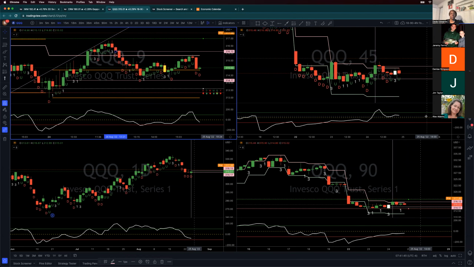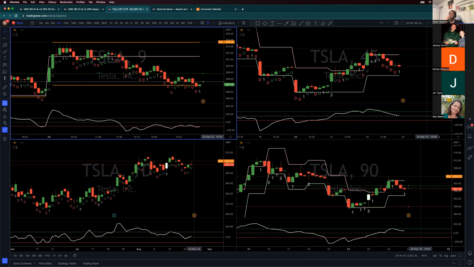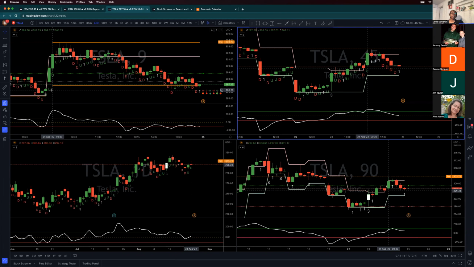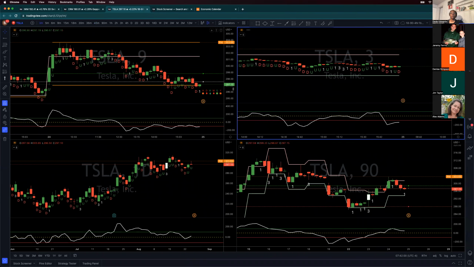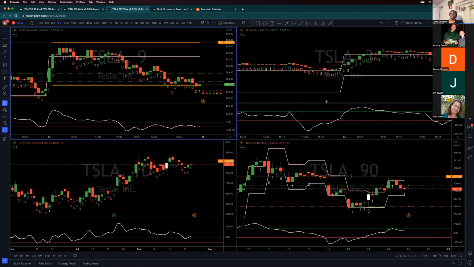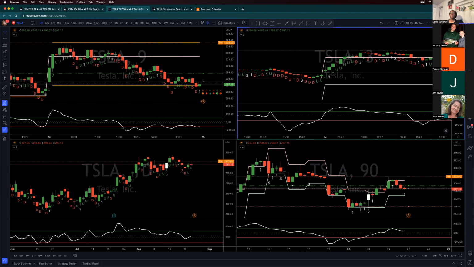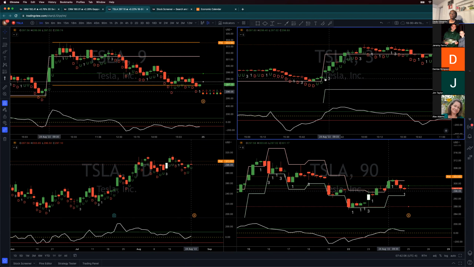Let's take a look at Tesla. All right, Tesla didn't give us much on the open, right? It went 2 up, 2 up, 2 up, 2 up. To get into this trade, you would have had to go down to, and we'll just flip over to a 3-minute using the strat techniques to see if there's an opportunity. There really wasn't.